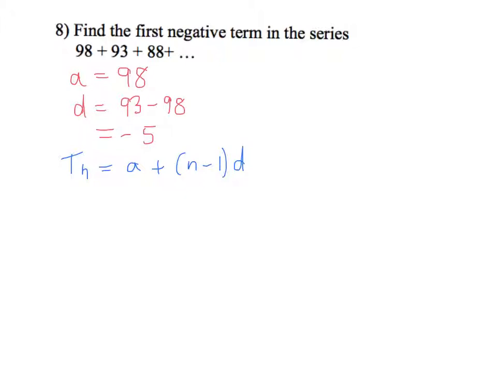Then we want to find the first negative term in this series. So we want to find when this is less than 0. So let's substitute in. So we've got a is 98.